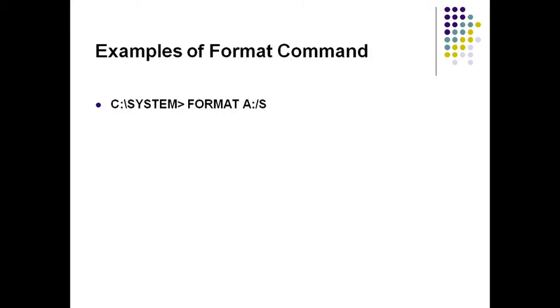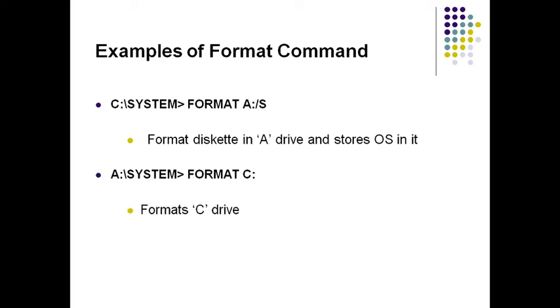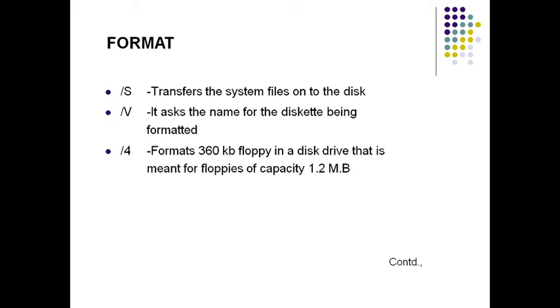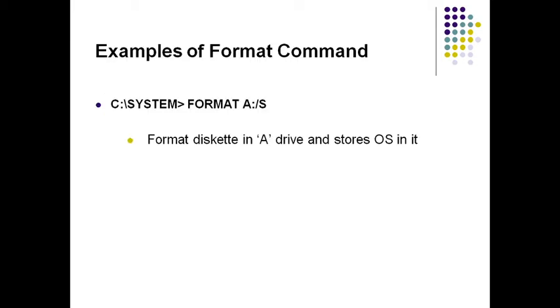Some examples of format. This slide shows you some examples of format. C:\>format A: /s. What will this command do? It formats the disk in the A drive and stores the OS in it. That is nothing but /s. It is the option that transfers the system files to the disk. We have already seen what the option /s is used for.